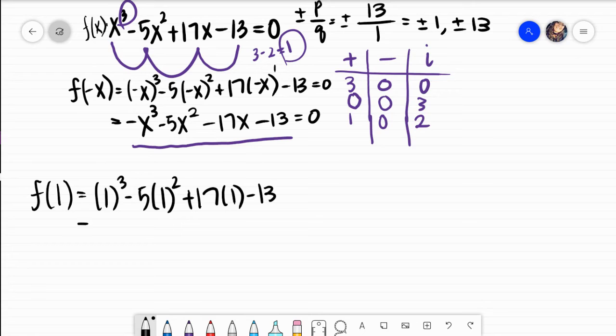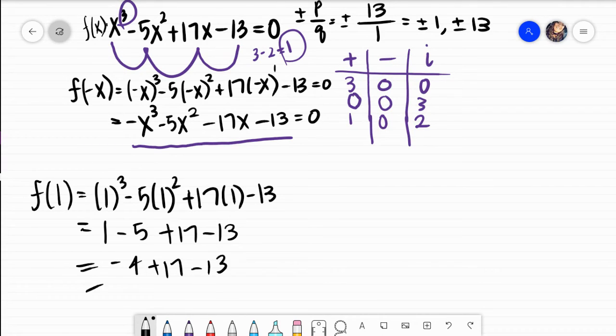What I get here is 1 cubed is 1, 1 squared is 1, times negative 5 is negative 5, 1 times 17 is 17, minus 13. What I get here is I'm actually going to do 1 minus 5, which gives me a negative 4, plus 17 minus 13. Negative 4 plus 17 would be 13, minus 13. Do you see how I got a 0? So that tells me that 1 is a 0.